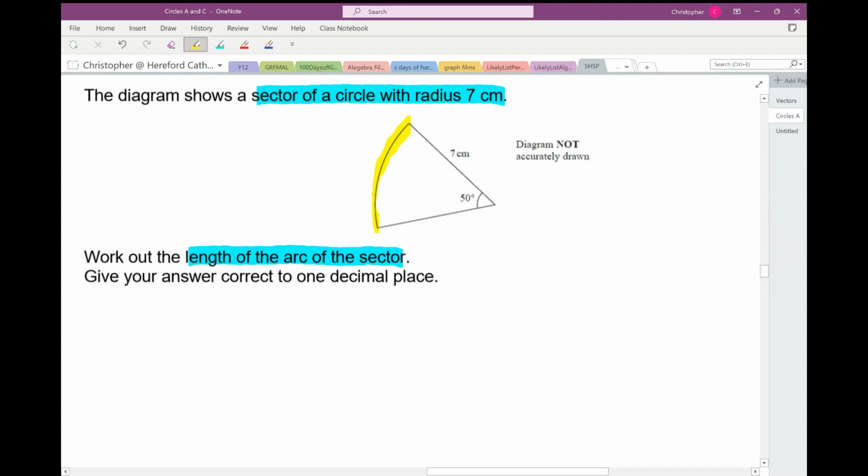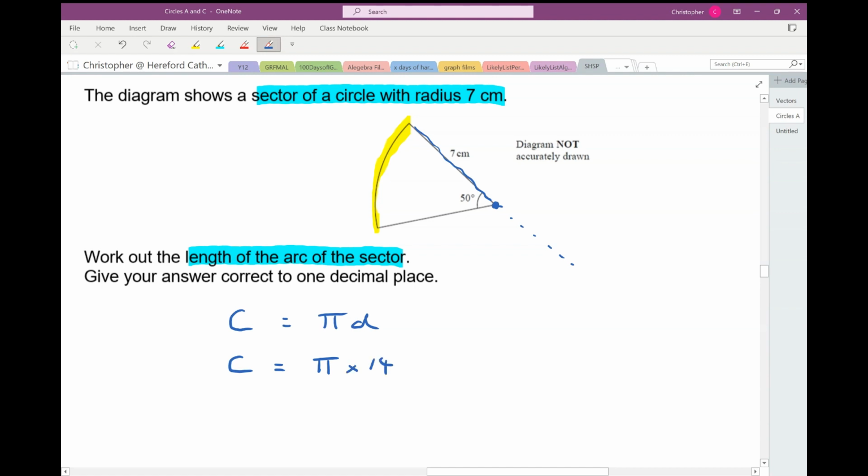Now, that yellow length is part of the circumference of the whole circle. So I could work out the circumference of the whole circle. The circumference of this whole circle is pi times d. Now that's the centre of the circle there, so it's got a radius of 7. So the diameter of the whole circle would be 14. So the circumference of the whole circle is pi times 14.